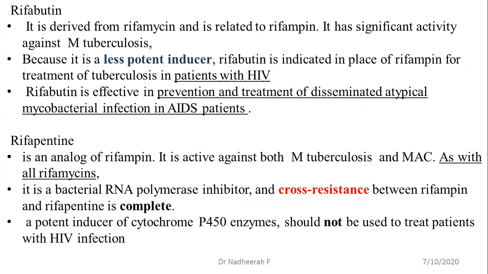Rifabutin is a derivative of rifamycin and is related to rifampin. It has significant activity against Mycobacterium tuberculosis. Because it is a less potent enzyme inducer, rifabutin is indicated in place of rifampin for treatment of tuberculosis in patients with HIV infection.